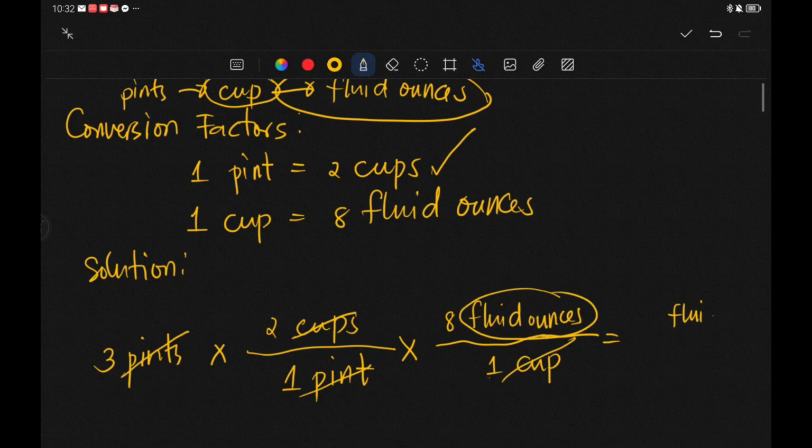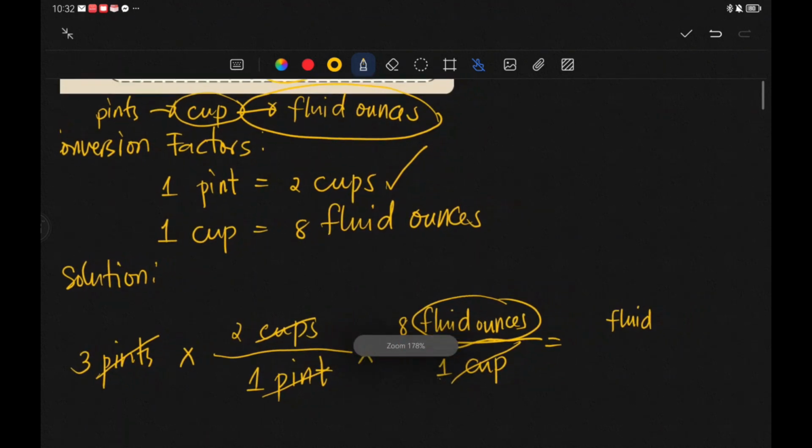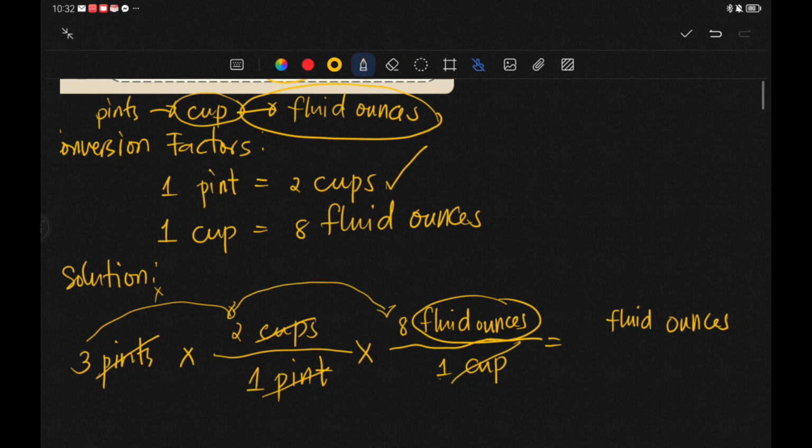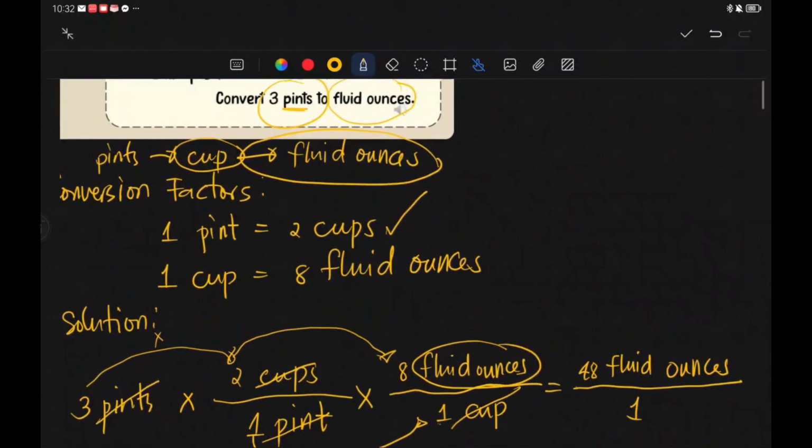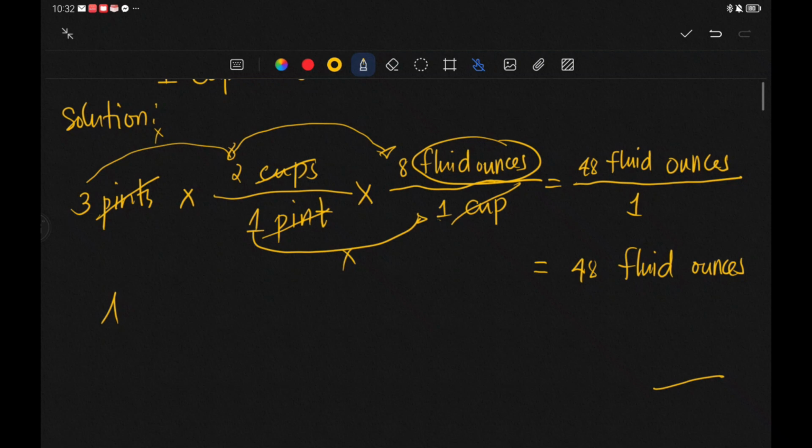So we have fluid ounces. So 3 times 2, that's 6. 6 times 8, that is 48 over 1 times 1, that's 1. So 48 divided by 1, that's 48. So our answer is 48 fluid ounces. Therefore, 3 pints is equal to 48 fluid ounces.